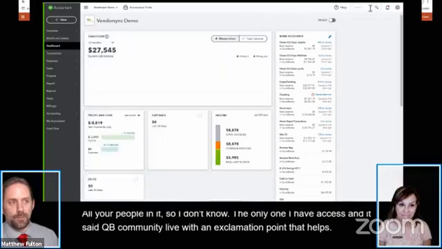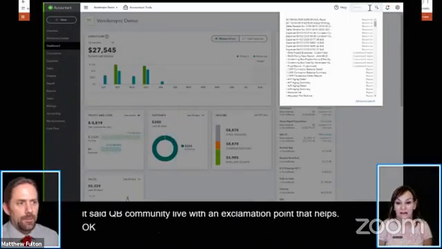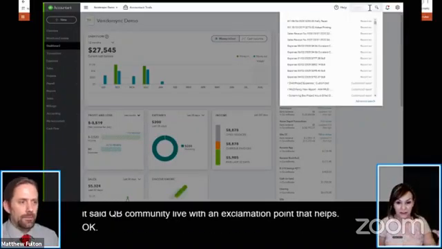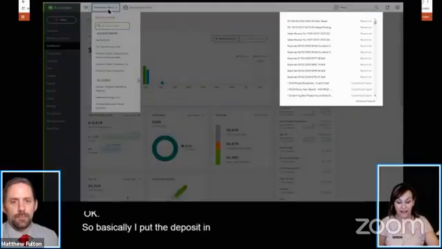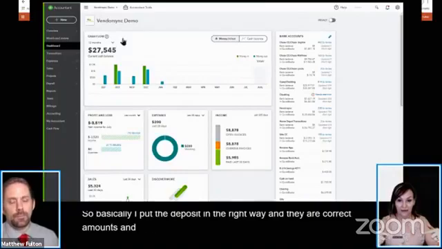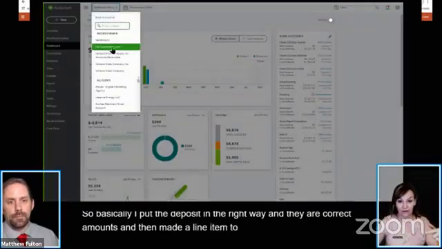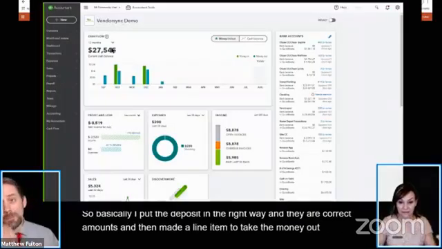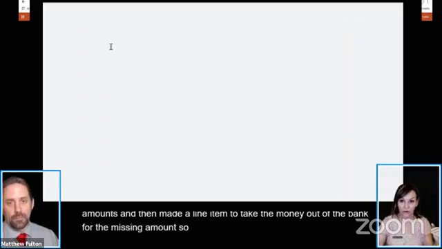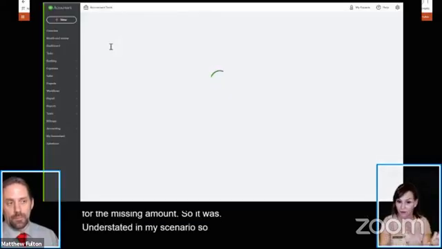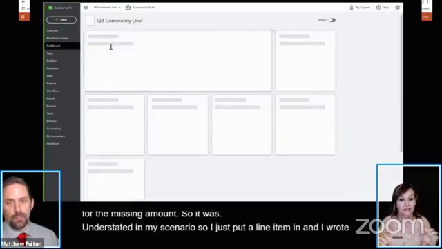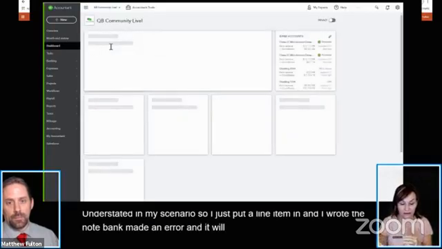But basically, you don't have to go searching for it. I put the deposit in the right way and the correct amounts, and then made a line item to take the money out of the bank for the missing amount. So it was understated in my scenario. I put a line item in and wrote, bank made an error and it will be corrected. So that the deposit was understated.